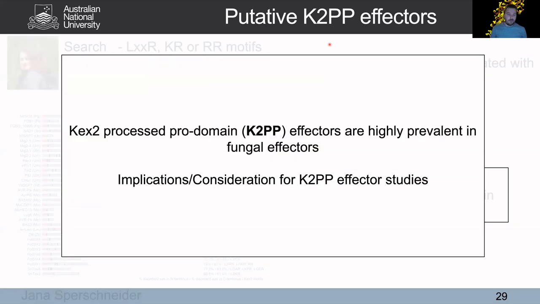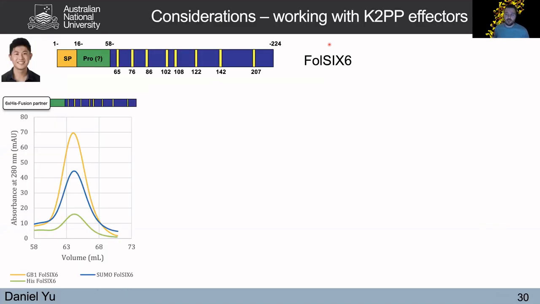So we think that KEX2 processed prodomain effectors are highly prevalent in fungal effectors. And what I want to do, in the last couple of slides, is touch on the implications and considerations for people that might be working on K2PP effectors. The first is, if you're looking to do any sort of protein biochemistry or structural biology on this, then we have some things that we found that I think would be important.